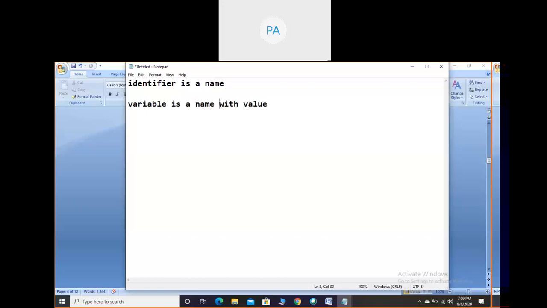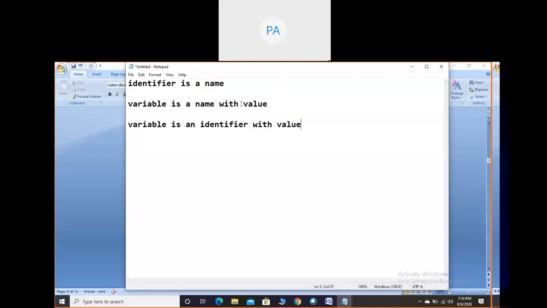Or else, if you stop at this point, variable is a name, then we can say it is an identifier. It is just an identifier, it is not a variable. If you want to make an identifier a variable, then you add these two words: variable is a name with value, or you can say variable is an identifier with value. I hope you have understood. If you look at identifier, it is just a name.